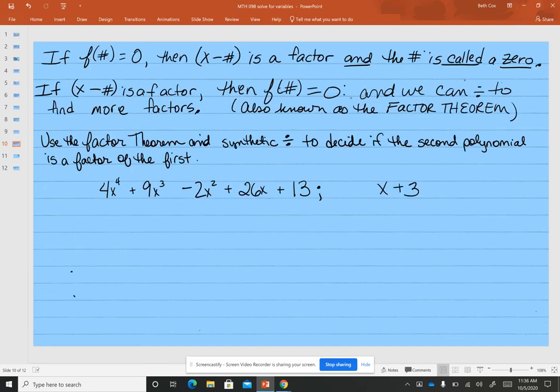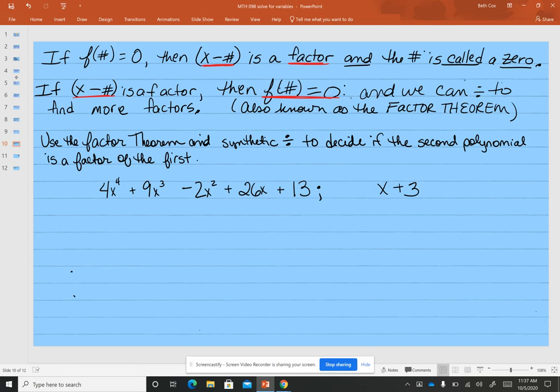Now, let's just finish this up real quick. Let's think this through. All right? If you plug in a number and you get 0, then x minus that number is a factor. And that number is also called a 0. Okay? Gotta get this factor thing in here. All right? If this is a factor, then that number is a 0. And we can divide to find more factors.